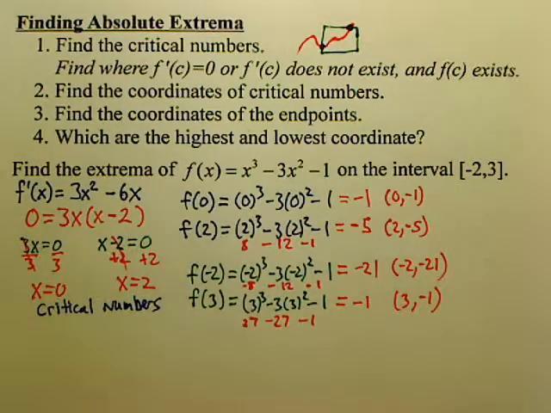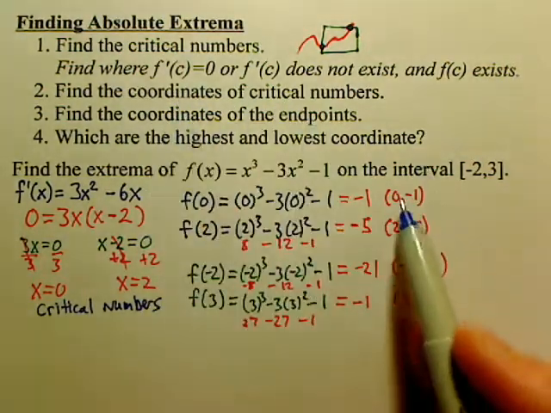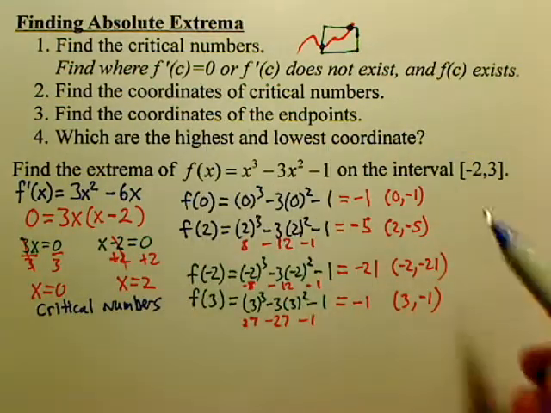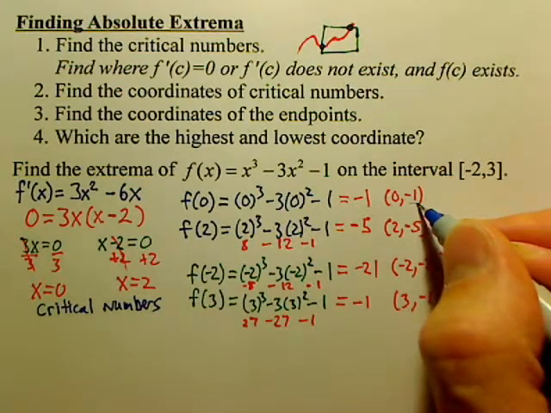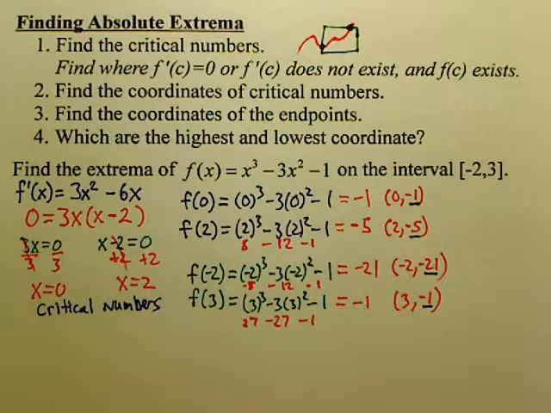All right. Whew. All that work. Did we find the critical number coordinates and the endpoint coordinates? Yes, we did. Which is the highest? Which is the lowest? Basically, all you do now is look at these outputs. The highest or biggest value is your absolute max. The lowest is the smallest value, or your absolute min.